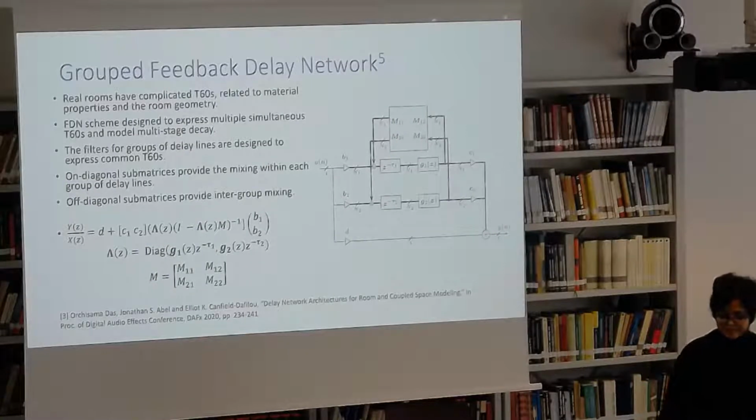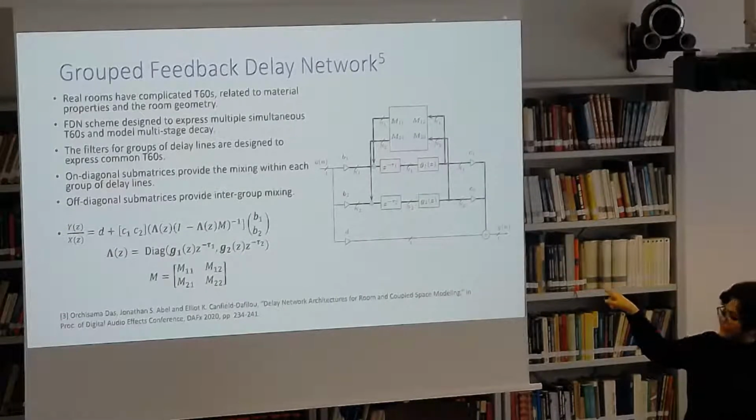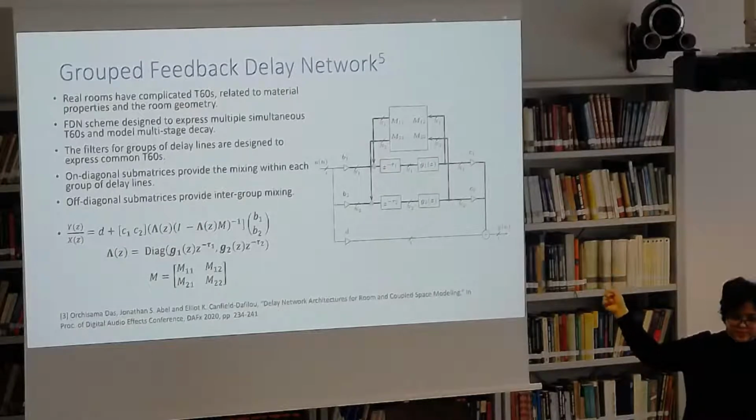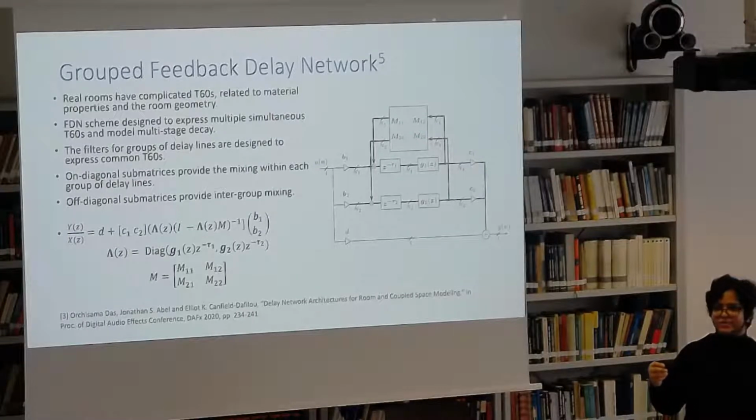So this is the structure that we proposed, which extends the traditional feedback delay network and couples multiple FDNs together. And this structure has some properties which are very adequate for modeling coupled rooms. So we see here that there are 2 FDNs. These bold lines here represent a bunch of delay lines together. And these 2 FDNs have different T60 filters associated with them. So that's G1 and G2. And this can represent the different T60s of 2 coupled rooms. It can also represent T60s from different materials in a room. So it can be designed to do whatever you want to.